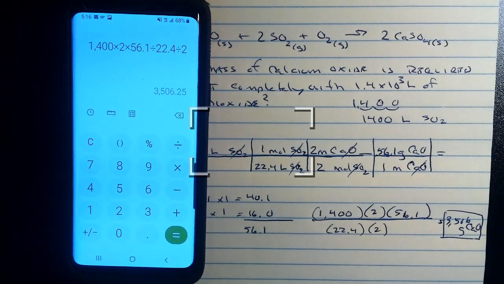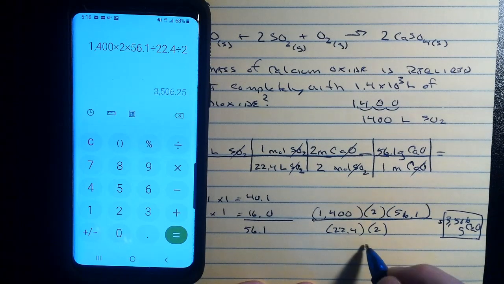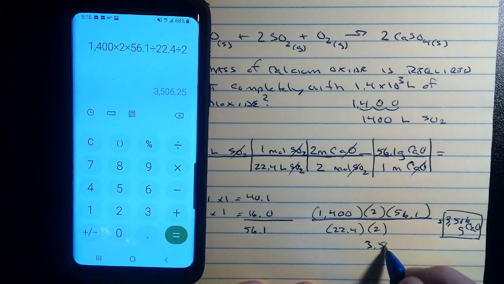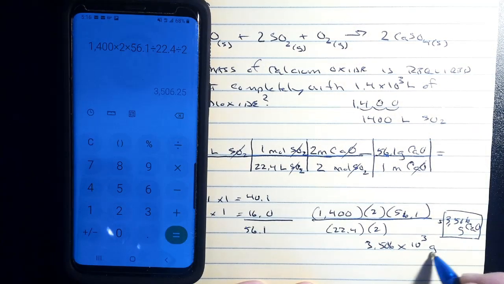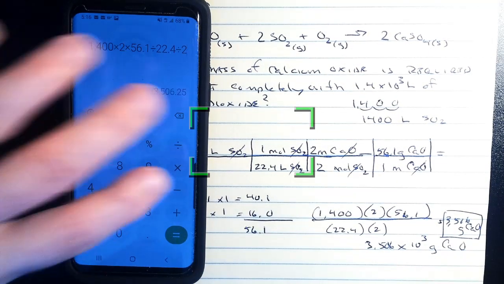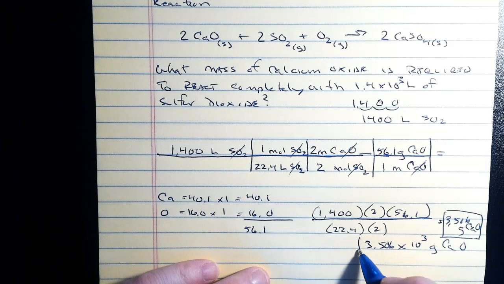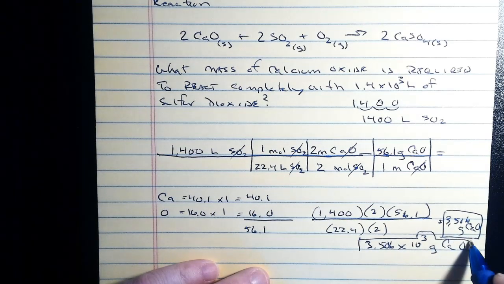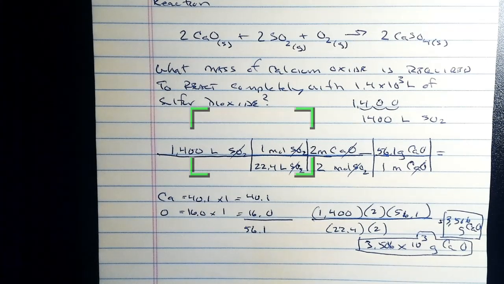And we could put that in scientific notation. If we did that, we could say this is 3.506 times 10 to the third power, move it 3 places. It's in grams of CaO. Okay, so this could be your answer too. I would take both these answers. Okay, well there you go.